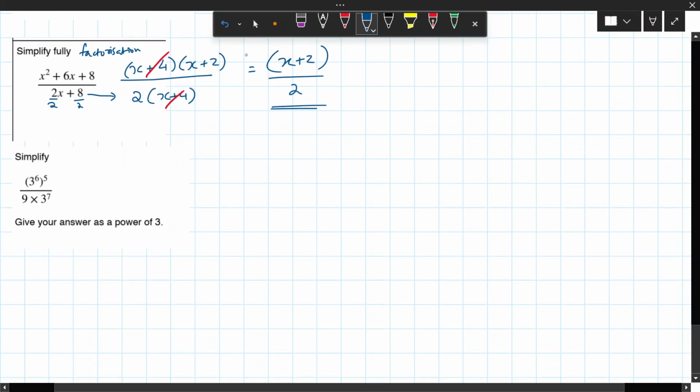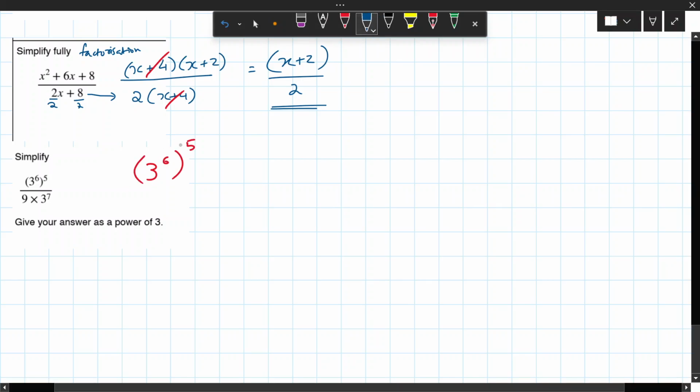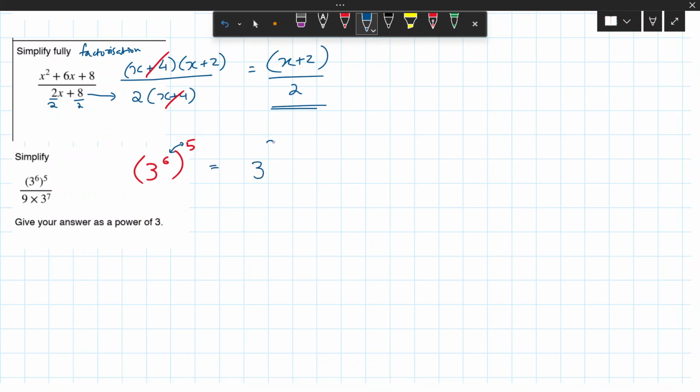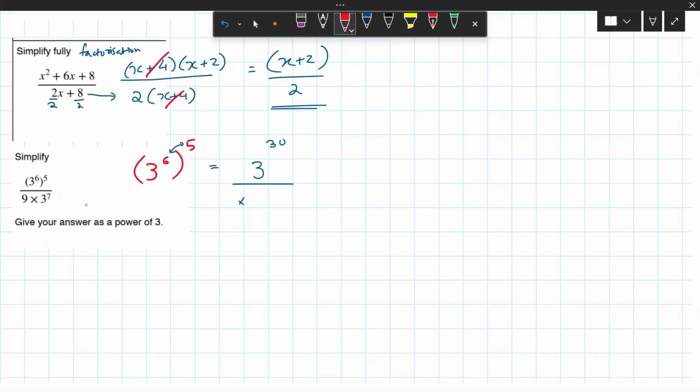The last one says simplify. So it's a laws of indices question. I've got 3 to the power of 6, and the whole thing to the power of 5. Power of a power, we would times them together. So this is 3 to the power of 30 all over 9 times 3 to the power of 7. 9 is like the odd one, right? However, I could change 9 into 3 squared, and that's 3 squared times by 3 to the power of 7. If you look at the denominator, I am timesing two powers.